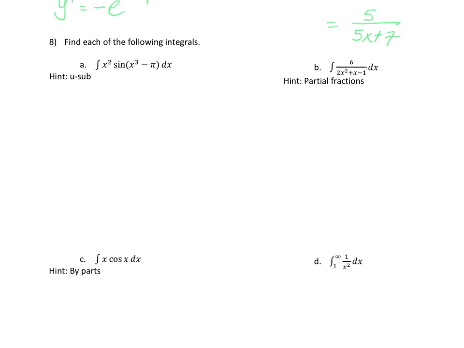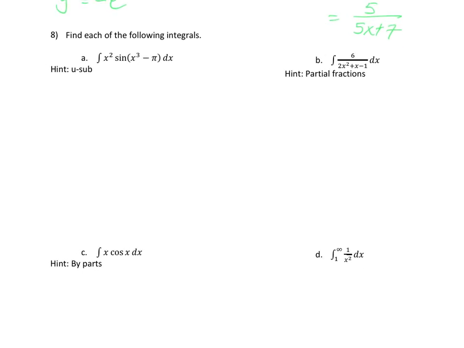Okay, and some integrals, and I've given you a hint on each of these on what technique to use. So this first one says u sub. So the inside of a composite function is always a good option for u sub, especially if the derivative of that thing also shows up in the integrand. So the derivative of x cubed is x squared, ignoring the coefficient. So this is a good choice for u. So u is going to be x cubed minus pi.